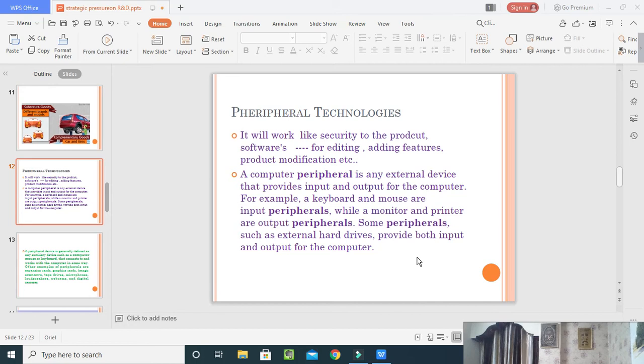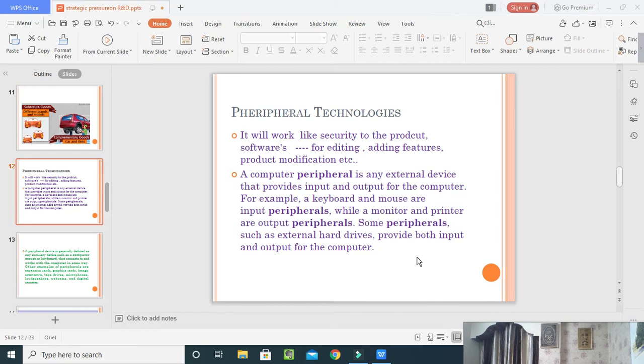Now coming to the next point, a computer peripheral is an external device that provides input and output for the computer. Here in the sentence it has been mentioned clearly that the main work of a peripheral is that it works like an external device, like a mouse, keyboard, printer, or Xerox machine, that will provide input and output for the computer.